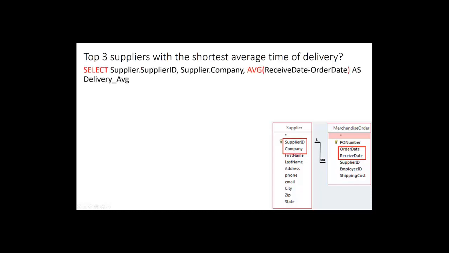So we select supplier ID and the company, and then the function avg, average of the difference of these two, receive date minus order date. Date is stored in databases as a sequential number, so the difference of these two is number of days passed between placing the order and receiving the order as delivery average.